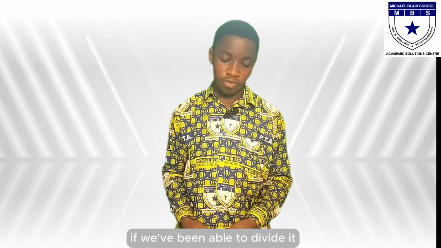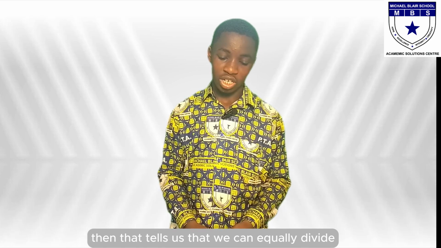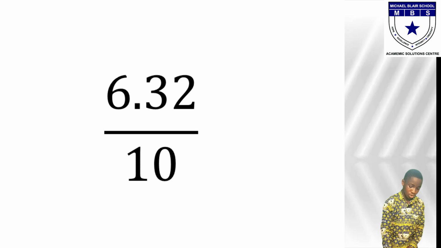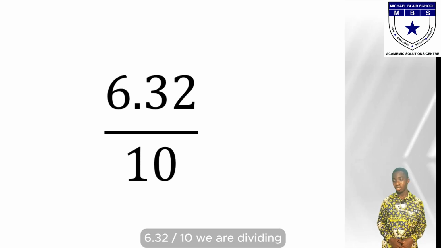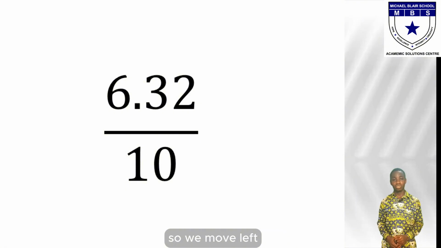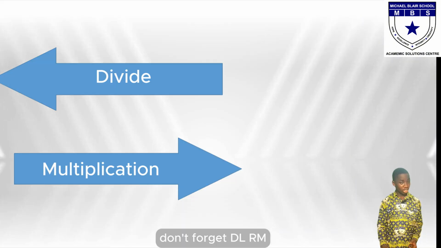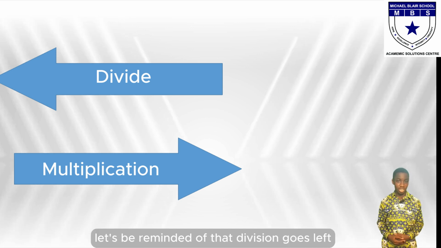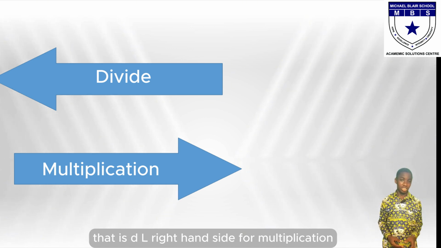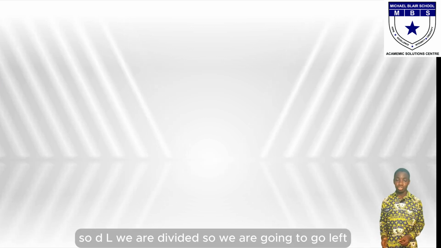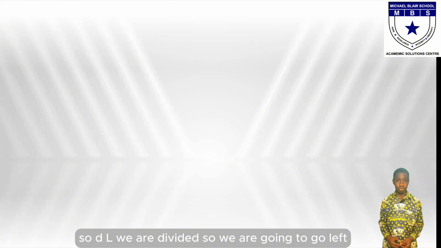If we've been able to divide it, then that tells us that we can equally divide 6.32 by 10. 6.32 divided by 10. We are dividing, so we move left. Don't forget DLRM. Let's be reminded of that. Division goes left, that is DL. Right hand side for multiplication. So DL, we are dividing, so we are going to go left.